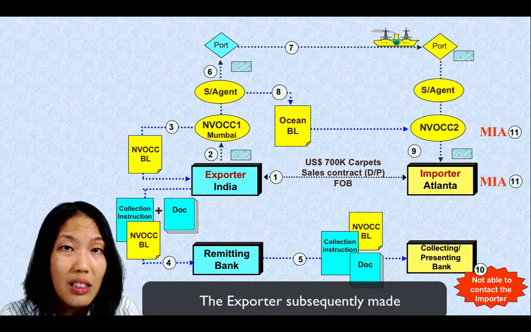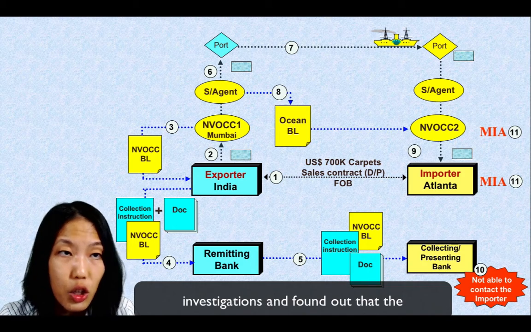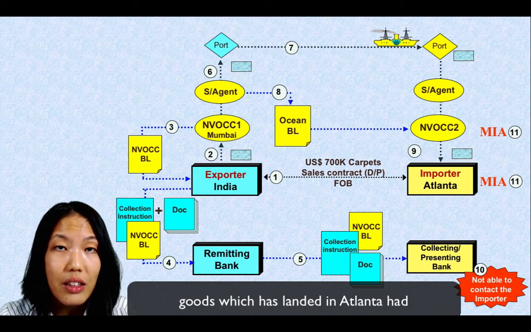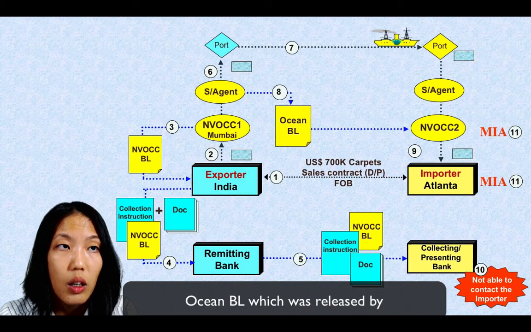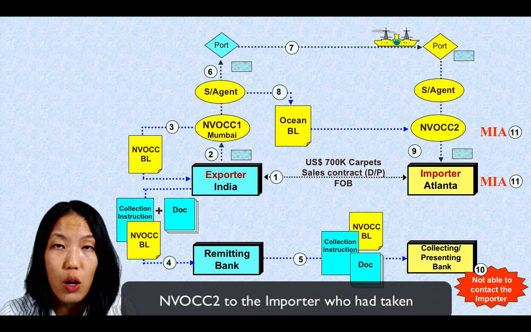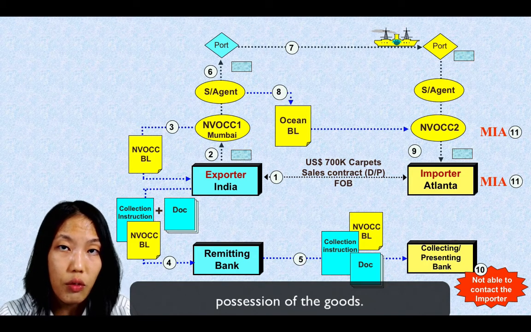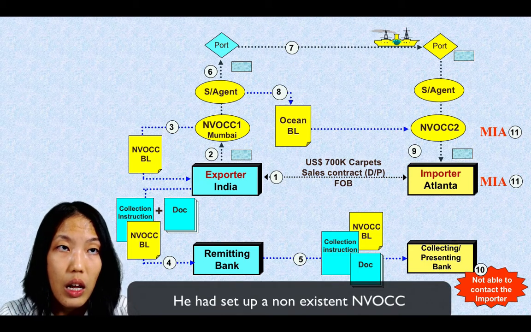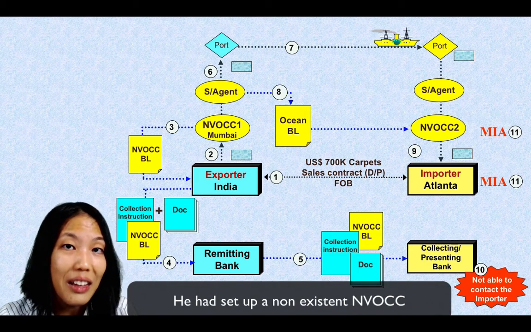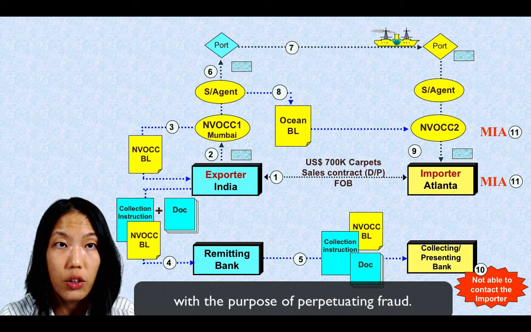The exporter subsequently made investigations and found out that the goods which has landed in Atlanta had been released by the port through the Ocean Bill of Lading, which was released by NVOCC-2 to the importer who had taken possession of the goods. The importer was a fraudster. He had set up a non-existent NVOCC with the purpose of perpetuating fraud.